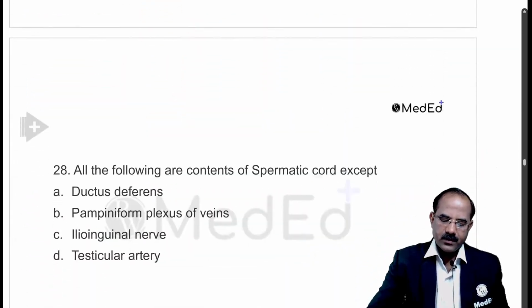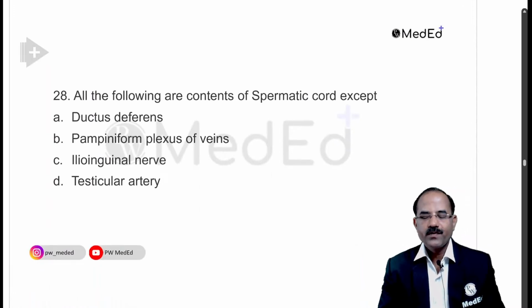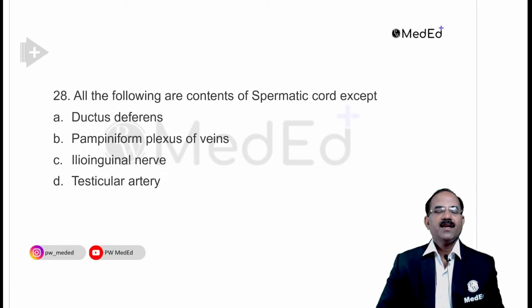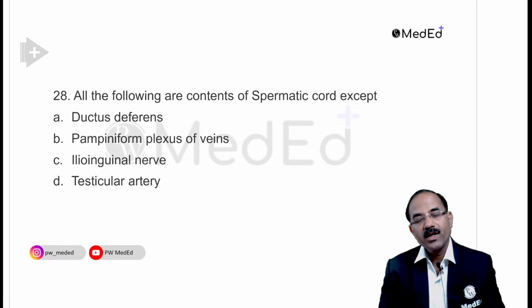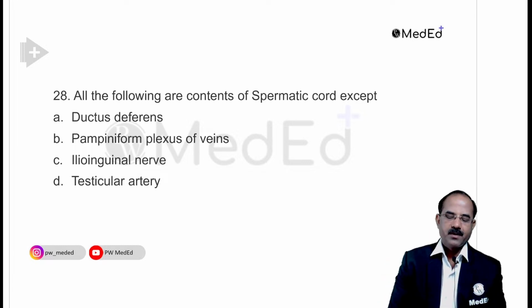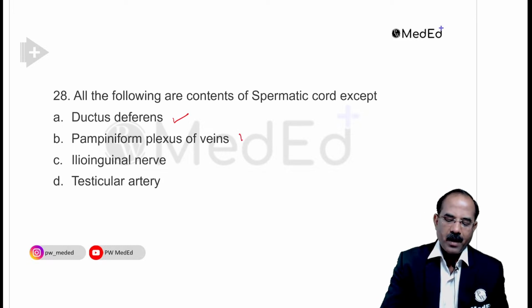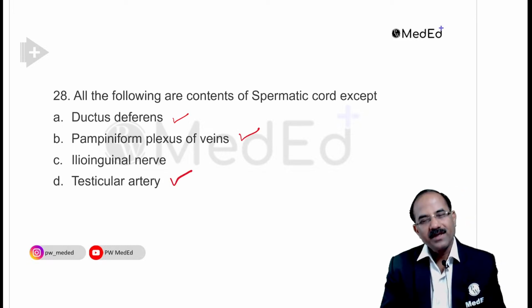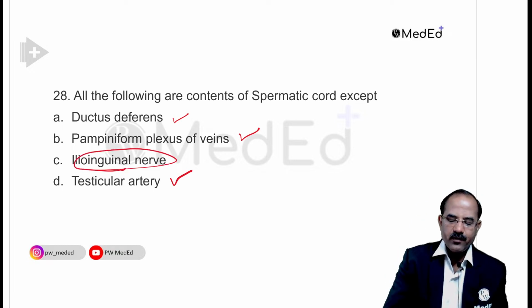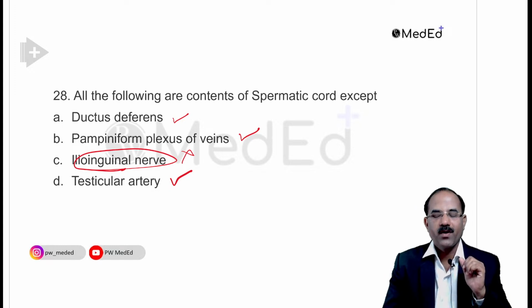to the next MCQ. All the following are contents of spermatic cord except. Yes, any answer for this? Can anyone answer this MCQ? All the following are contents of spermatic cord except. Ductus deferens, vas deferens, yes. Pampiniform plexus of veins, yes. Testicular artery, yes. Ilioinguinal nerve, no, that's wrong. Ilioinguinal nerve is not a content of spermatic cord.